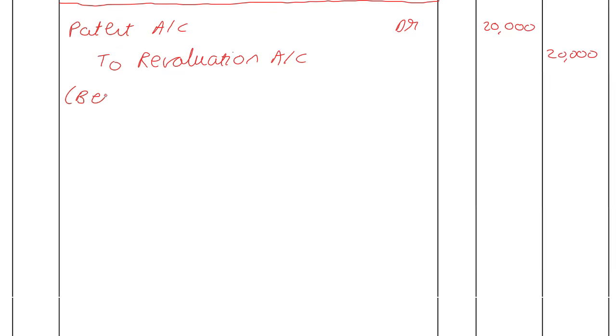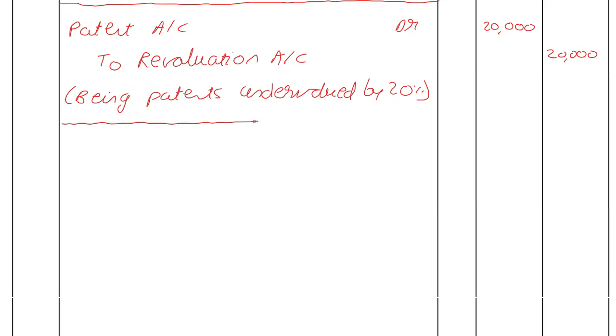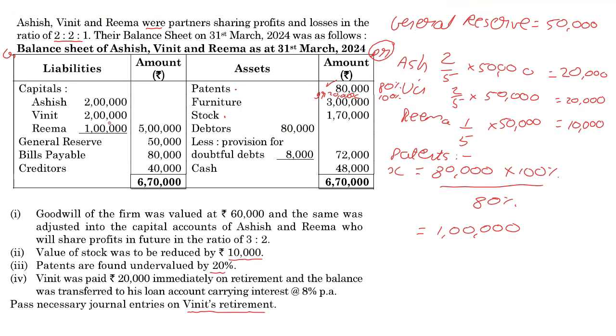Being patents undervalued by 20%. Right. Next, we draw a straight line. Okay, please use a scale when you do it. A straight line. And then we move on to the next entry.